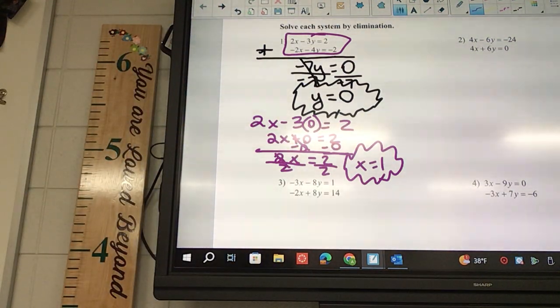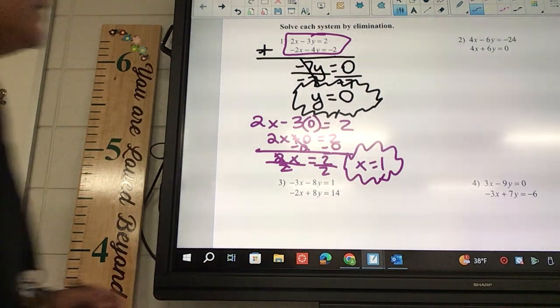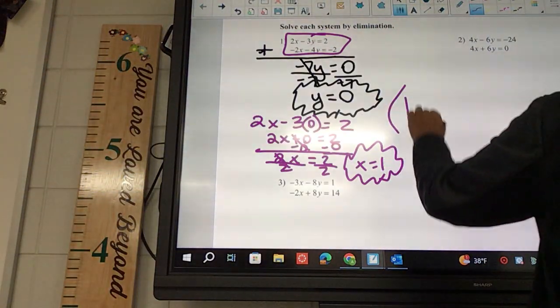When we do the coordinate, which one comes first? The x. So it's going to be 1 comma what? 1 comma 0.